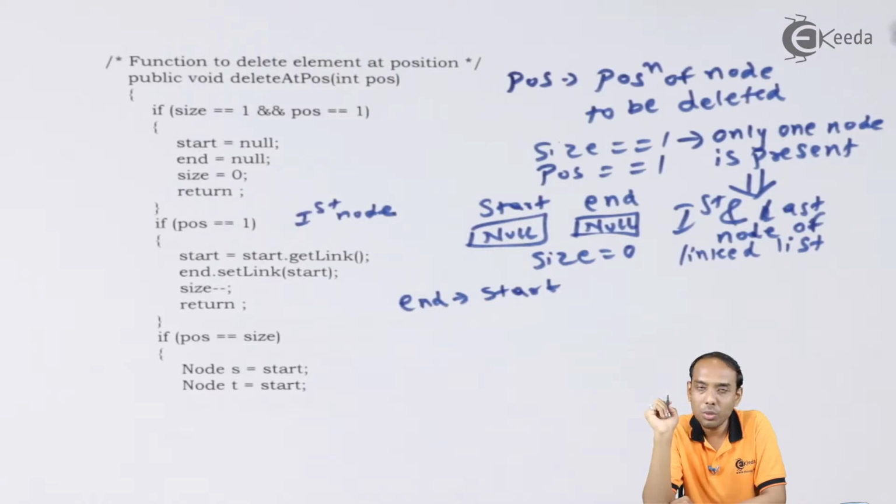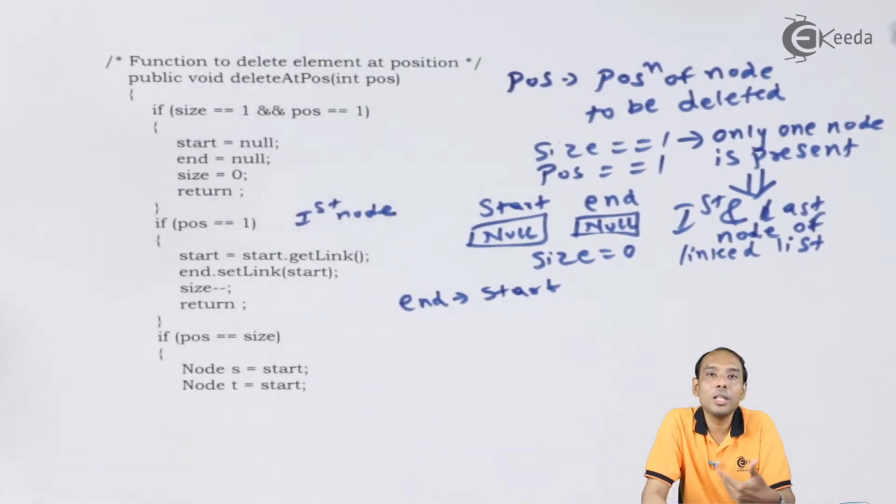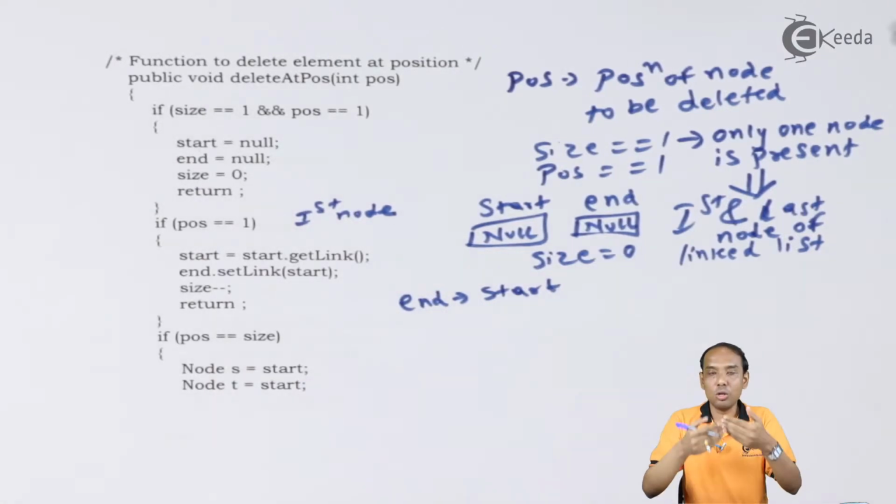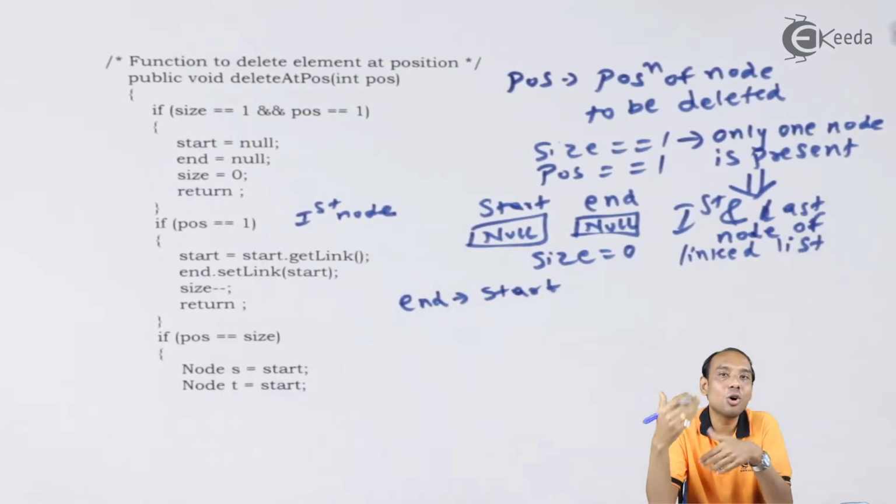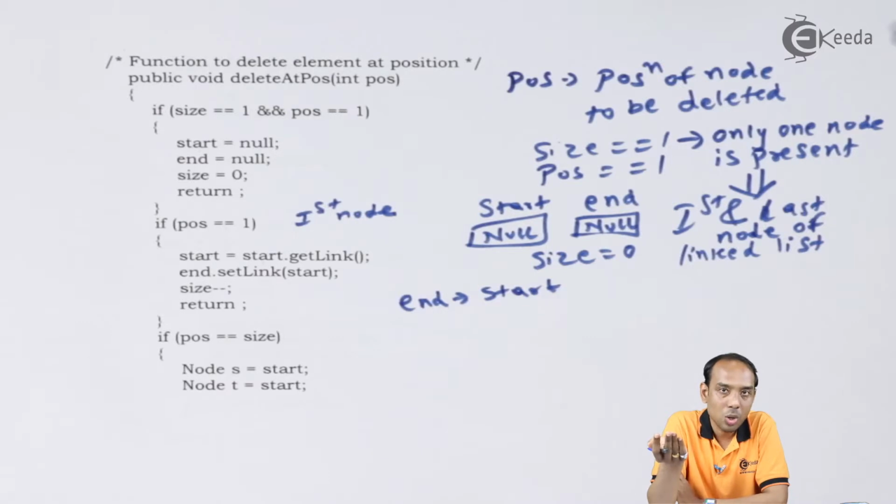Okay friends, now we will look at the case where the position is any random position. So I need to get the values from the user, that is, I am going to check the size of the linked list. So my position will be equal to size. In that case, I can delete the value from any position.